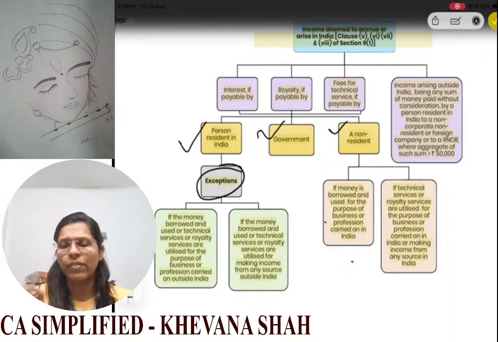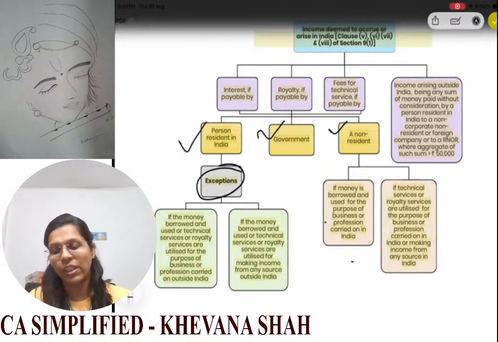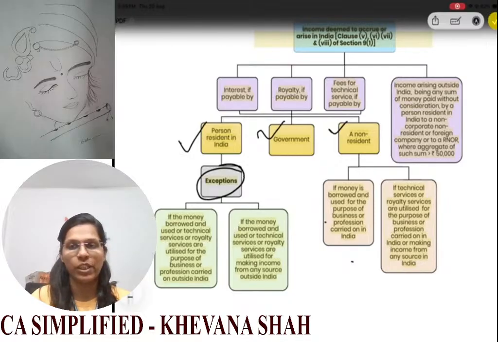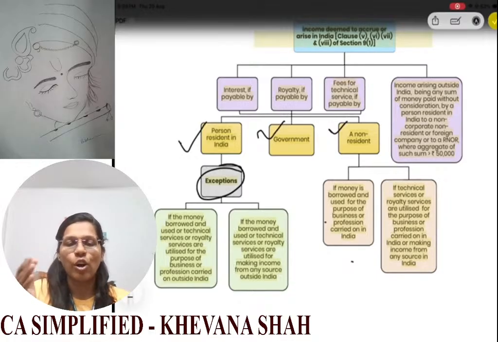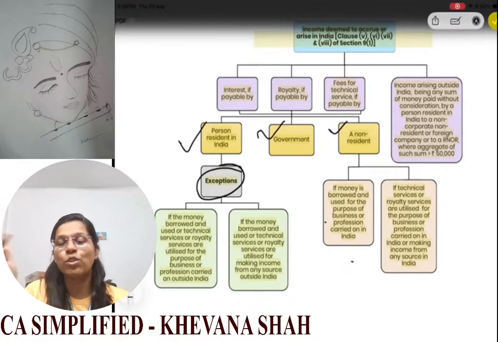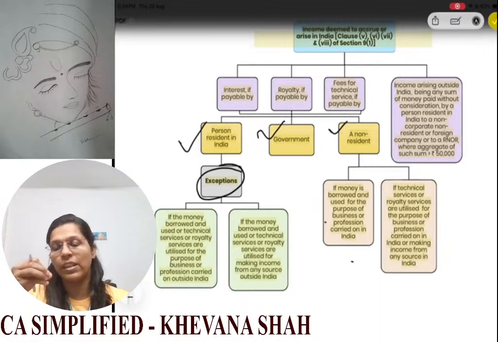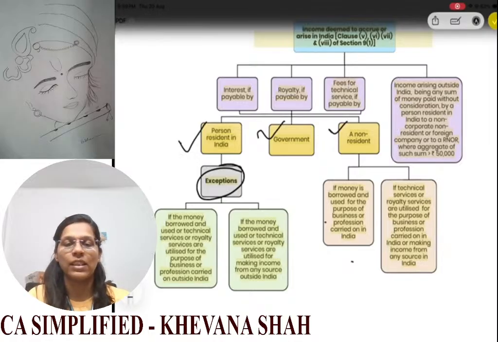Then, if technical services or royalty services are utilized for the purpose of business or profession carried on in India, or making income from any source in India. So basically, if any of these services, technical services or your royalty income, are used to generate any income from India, or to generate any Indian source of income, then these incomes will be deemed to have accrued or arisen in India.